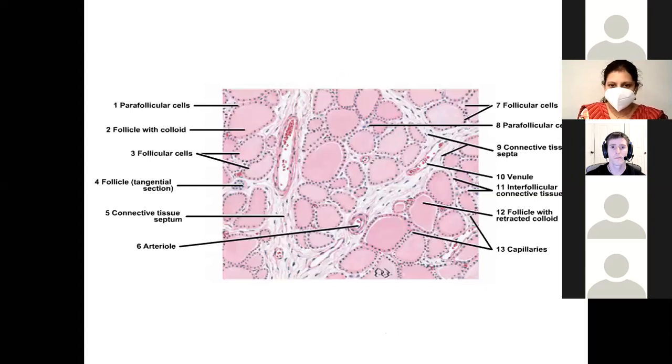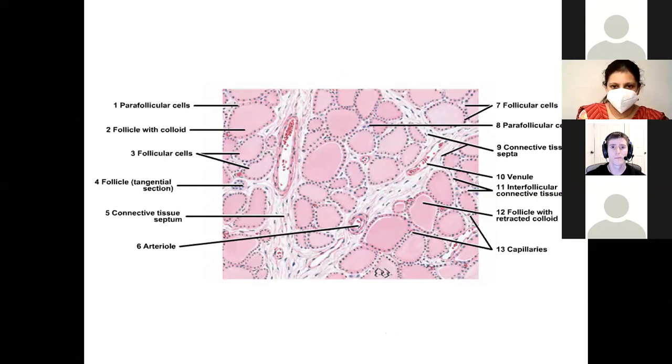This is a labeled diagram which we ask you to draw if you were present in the actual practical, which shows different follicles, and along with that you can see different capillaries in the whole parenchyma of the gland. You can see follicular cells, and parafollicular cells which secrete calcitonin are present between adjacent follicles. They are not present surrounding the follicle or inside the follicle. They are present between two adjacent follicles.